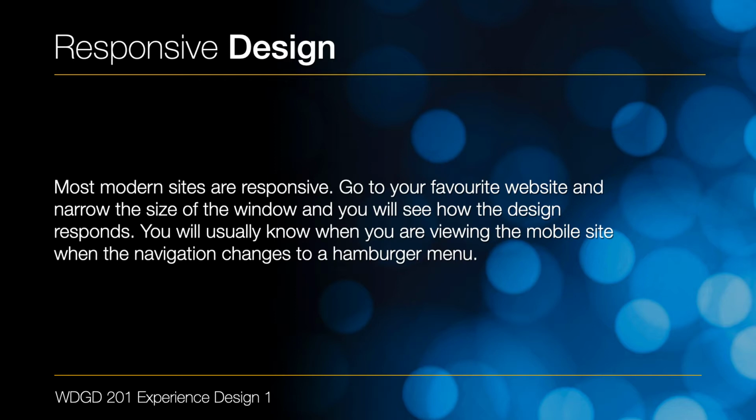A hamburger menu is named because it looks like a hamburger. It's usually three lines in the top left or top right corner. And what ends up happening is the navigation, which usually takes up a lot of horizontal space, at some point can't be accommodated in the viewable width, and it collapses into a hamburger menu.